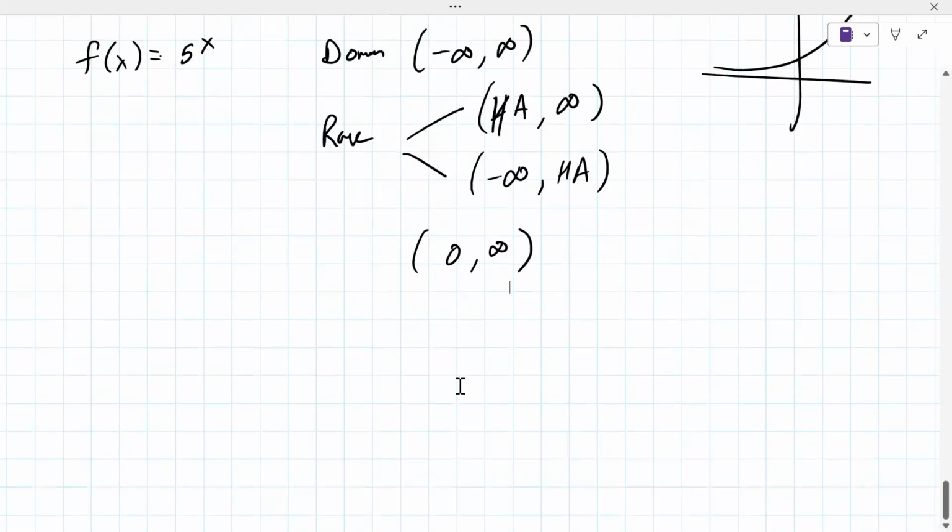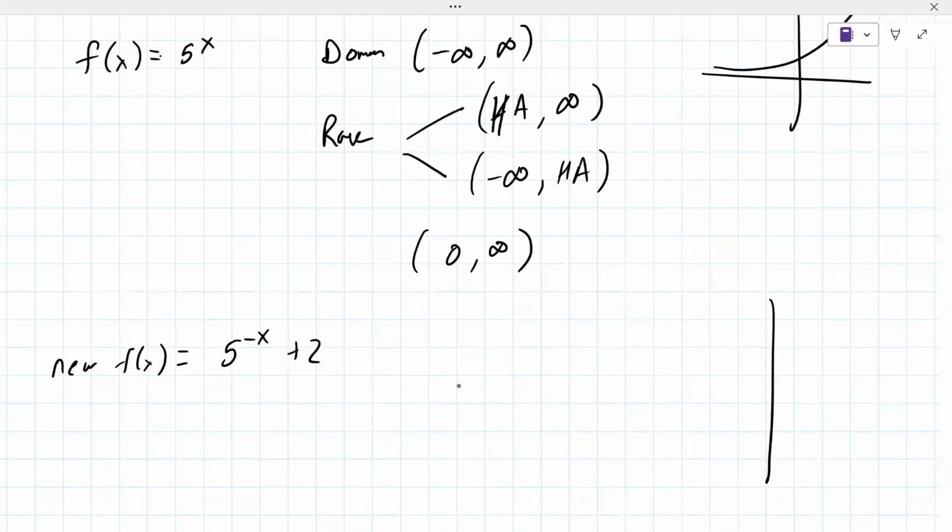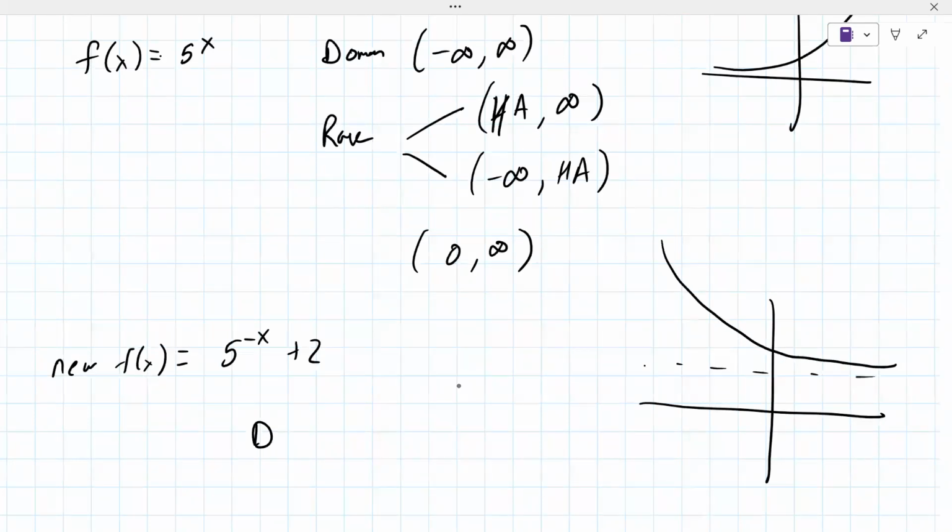Now for the new function, the new f of x, which is 5 to the minus x plus 2. Again, a graph is really helpful here, but it's not necessary. It ends up looking like that. The domain is still all real numbers. It's always all real numbers. The range, though, is still the horizontal asymptote, which is 2 to positive infinity.